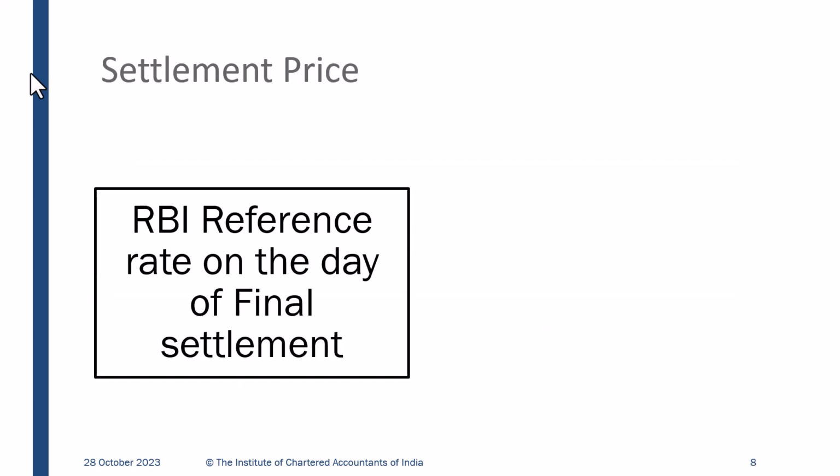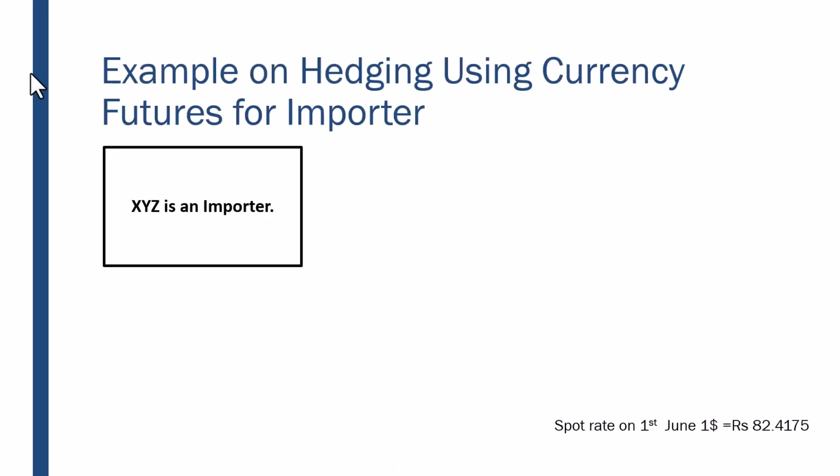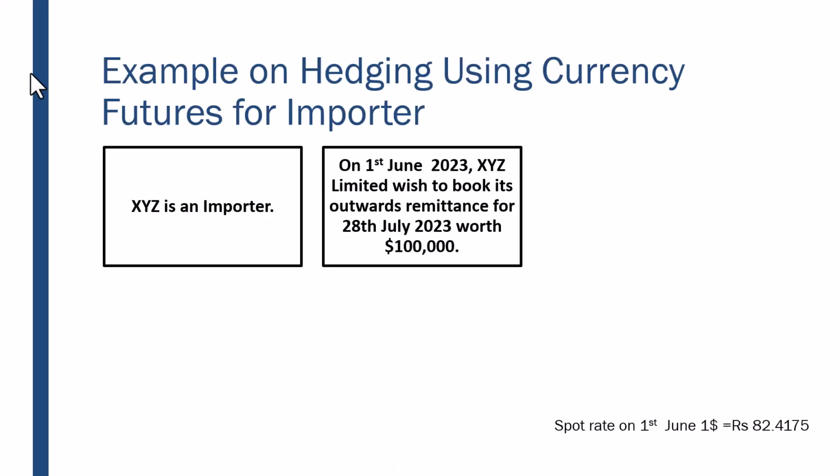Now how does the settlement happen? The settlement happens on the RBI reference rate on the day of the final settlement. As we have seen in options, RBI is going to publish the rate, and that rate becomes the rate on which the accounts of the two parties will be settled. The closing price of the spot, which is the rate at which the transaction will be settled, is given by the RBI. Now, we did this example last time. I'll do just one example, and then we can move on to the part I have not covered.